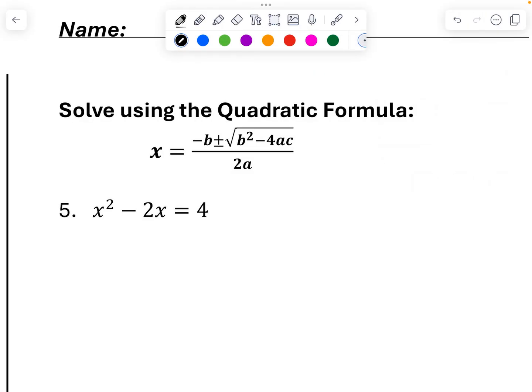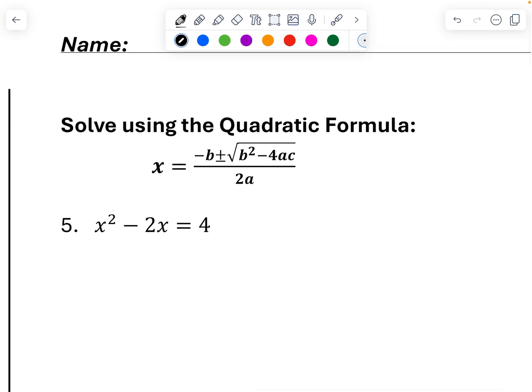Hello friends. In this video I am going to solve quadratic equations using the quadratic formula. The very first thing I want to talk about is a couple of things. Of course I have the formula printed here. Standard form of a quadratic equation is ax squared plus bx plus c equals 0.